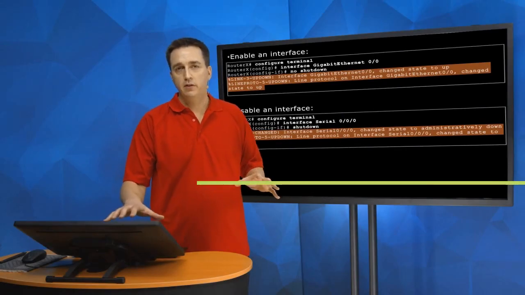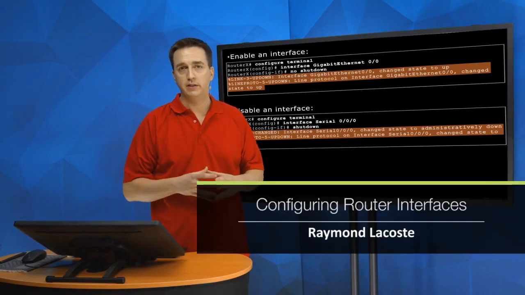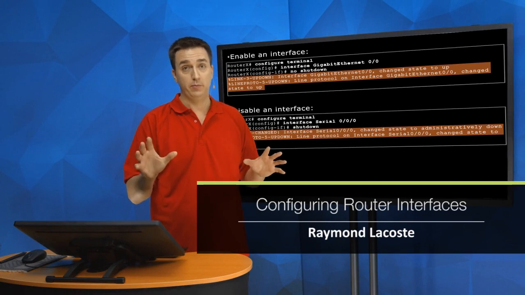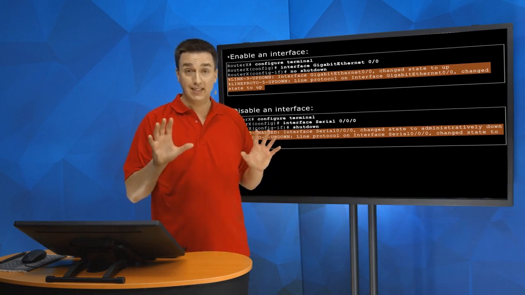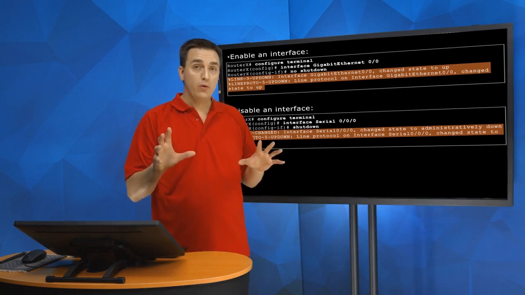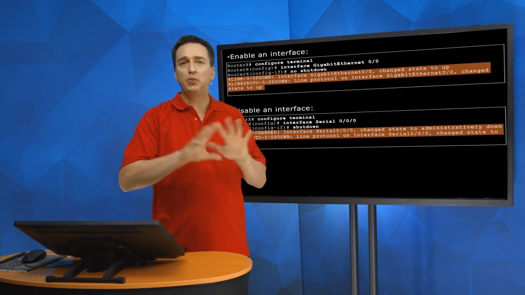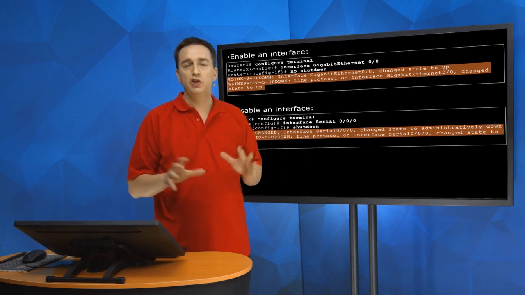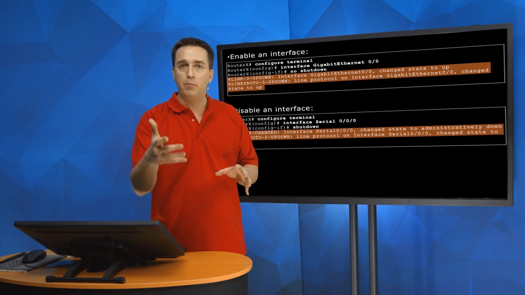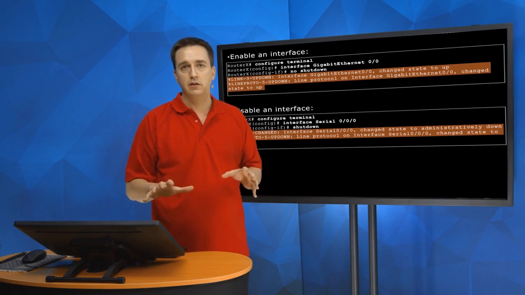By default, our Cisco router interfaces are disabled out of the box. That's right. Disabled. That is completely different than our switches. Switch interfaces are enabled by default right out of the box. So what does that mean?